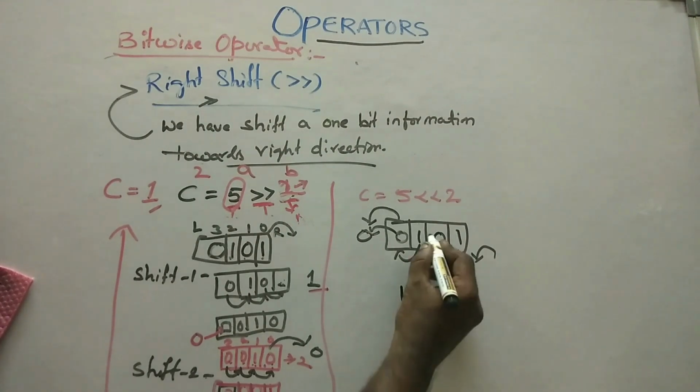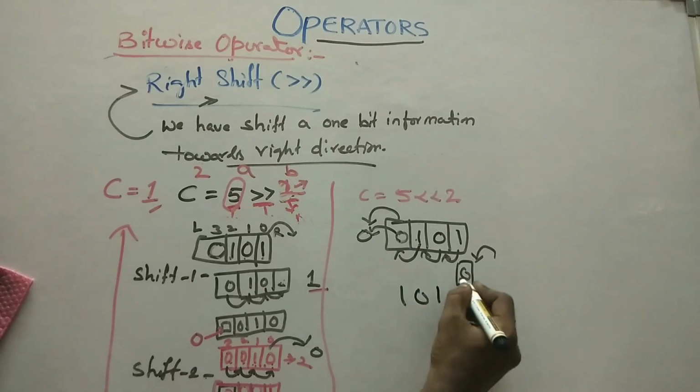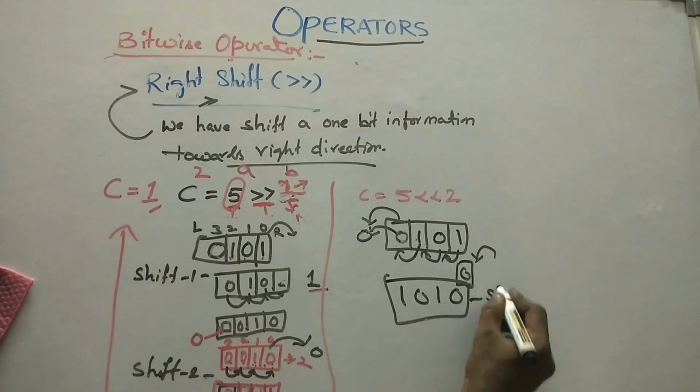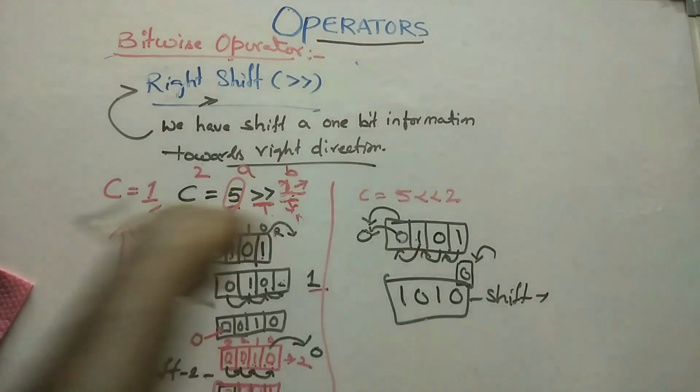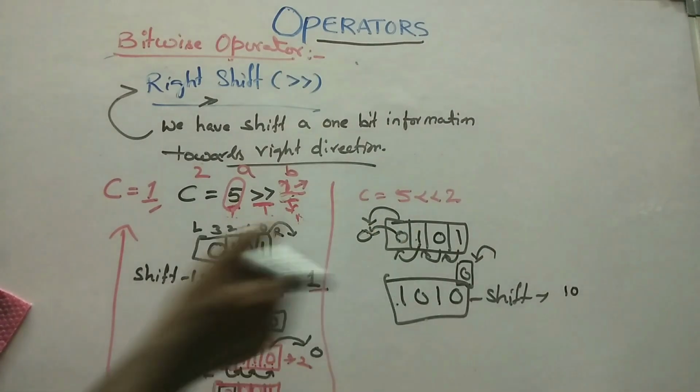Now what is the output you can get? Here 1 means this 1 will come to here. Now this 0 will come to here. This 1 will come to here. For this empty place we can fill it with the 0. This is the output for the first shift towards the left direction. What is the value? 1, 0, 1, 0 means we get the output as 10.